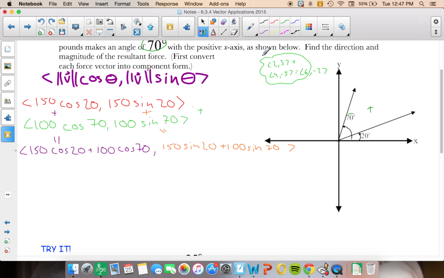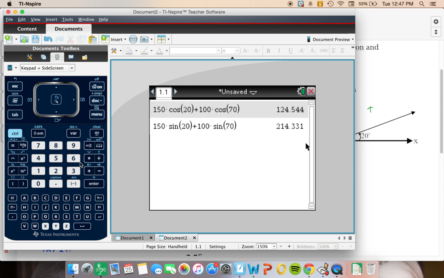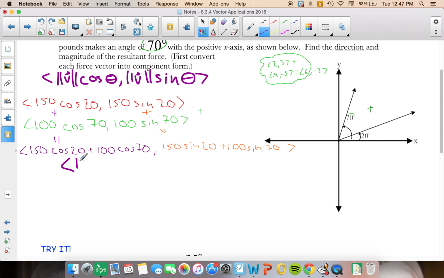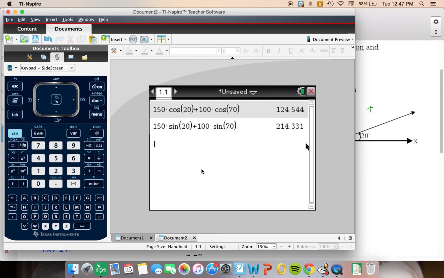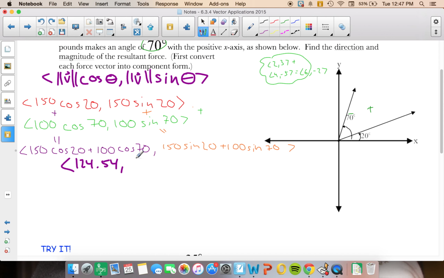What does that mean? Well, exactly that. Our x was 124.54. Our y is 214.33, or 214 and 33 hundredths. So there's our vector overall. This is the resultant vector.